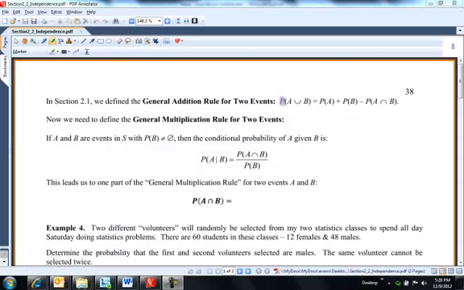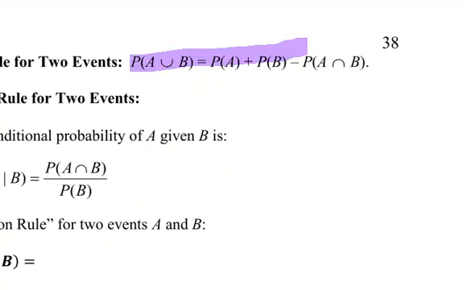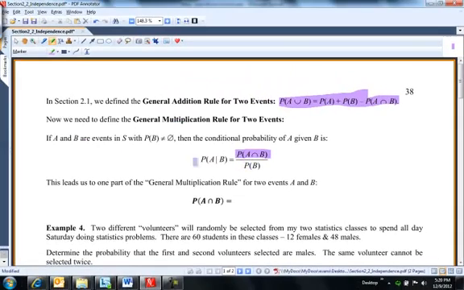In 2.1 and 2.2, in 2.1 we had learned the general rule for addition. Probability A union B is probability A plus probability B minus the intersection. So then we want a definition for probability A and B. We said we could just cross multiply and multiply the probability of A given B by the probability of B. So down here we had a new definition.